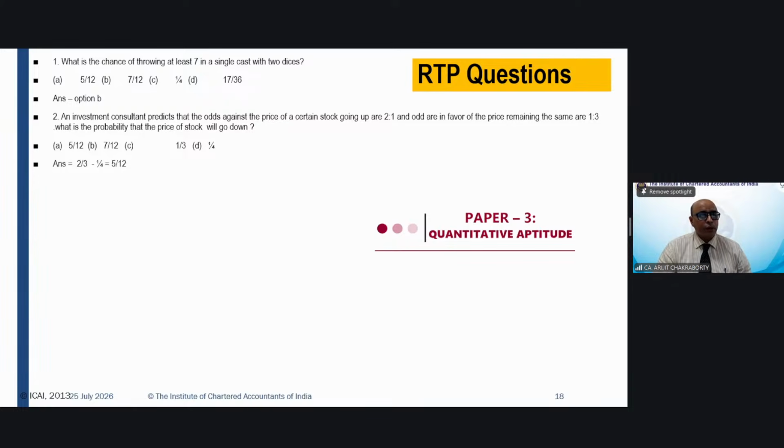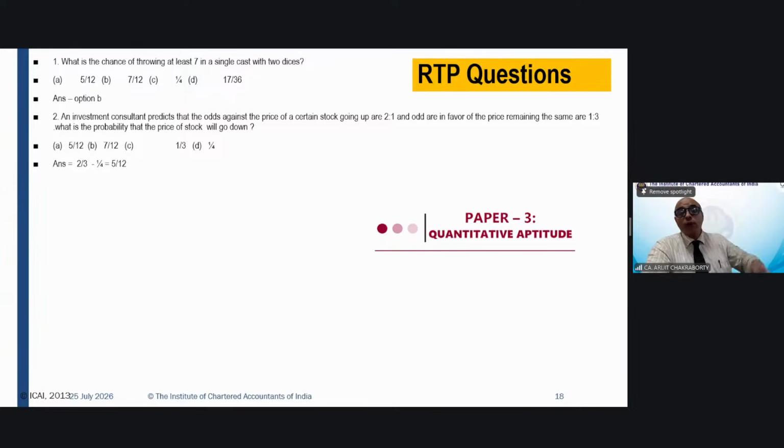It's given that the probability that the price of the stock will not go up is 2/3. It will not go up only when the price is the same or the price is declining. So the 2/3 probability has two scenarios. Scenario 1, the probability that the price remains the same, is given as 1 by 4.